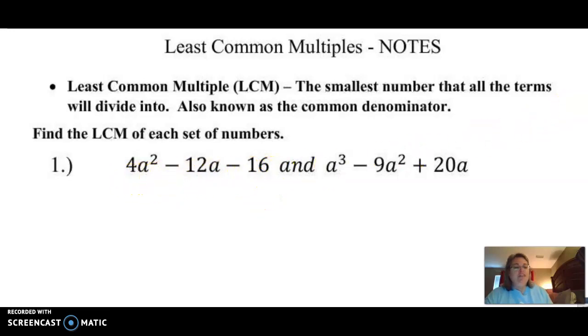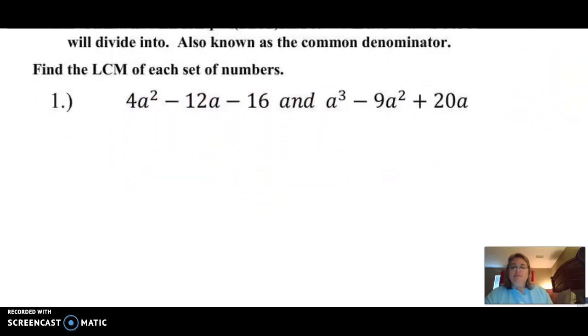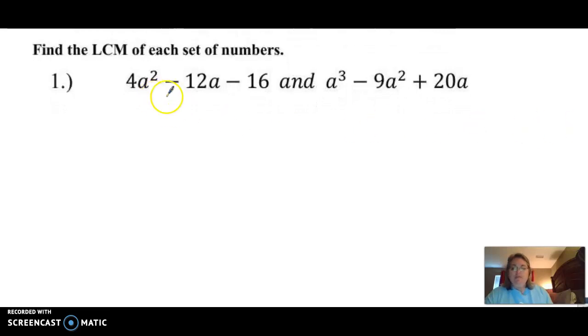Notice we start with trinomials, polynomials. We have more than one term. We're going to be doing our factoring first because we want to be able to find the common factors. And just looking at these, it's hard to tell what the factors are. So let's first factor each one. So in this first trinomial, I notice each of my terms has a common 4. So if I take out a 4, I'm left with a squared minus 3a minus 4.